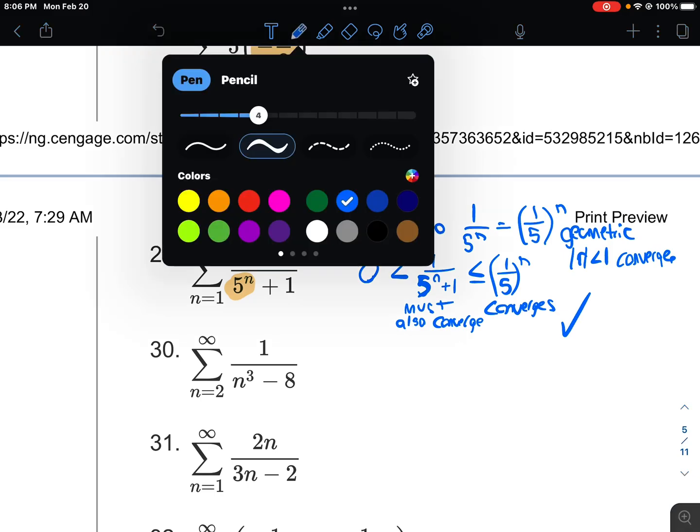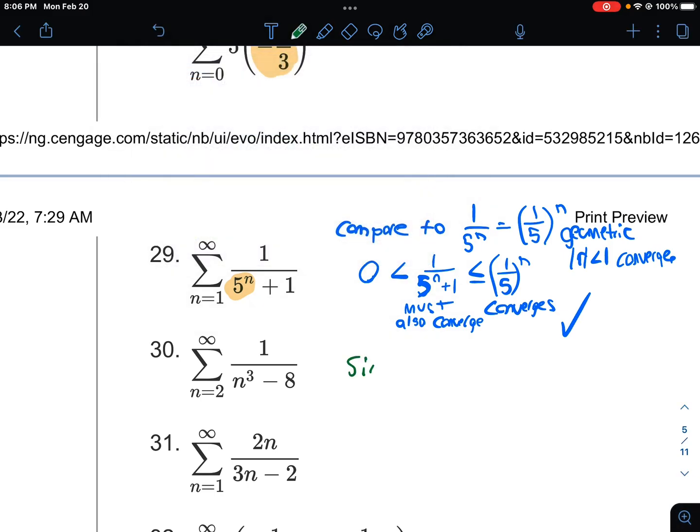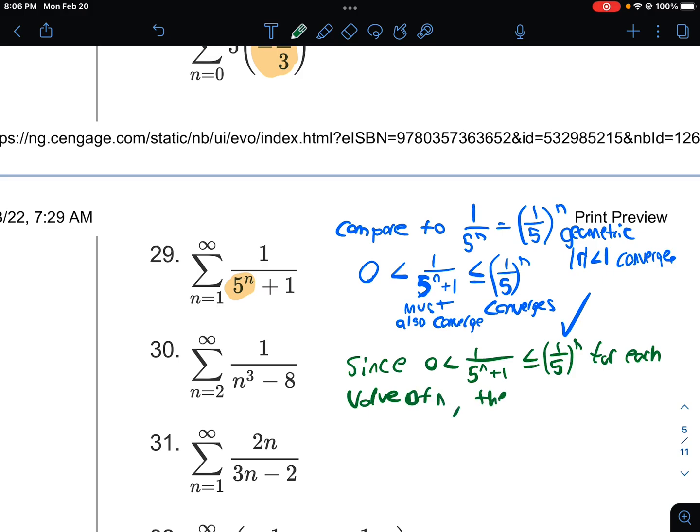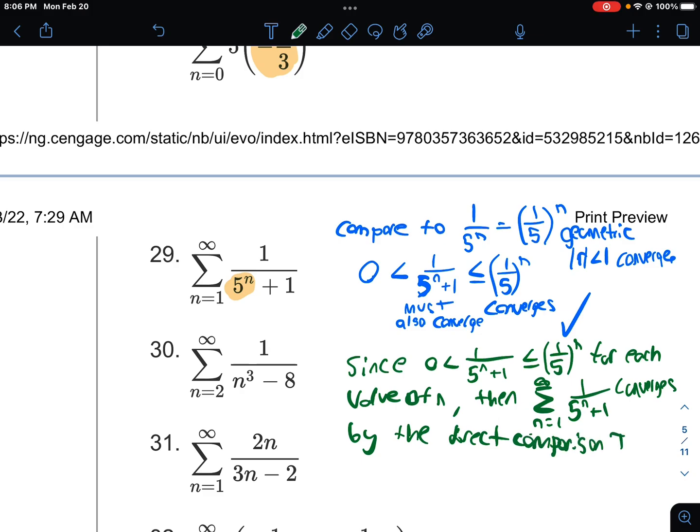And so you would have to go through and write something along the lines of, since 0 is less than 1 over 5 to the n plus 1 is less than or equal to 1 over 5 to the power of n for every n, then the series from n equals 1 to infinity of 1 over 5 to the n plus 1 converges by the direct comparison test. Why did I put a capital T? I could fix that. There we go.